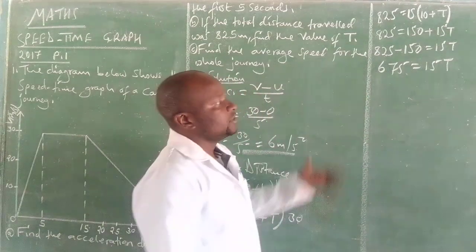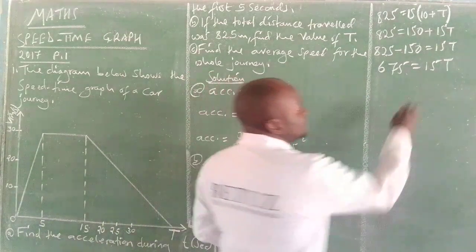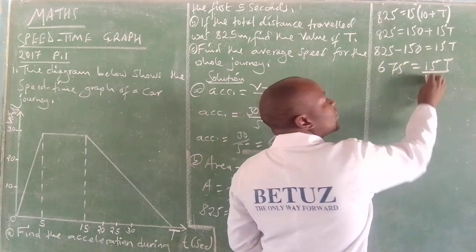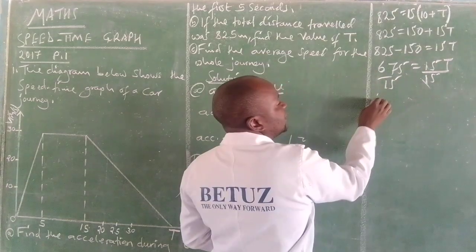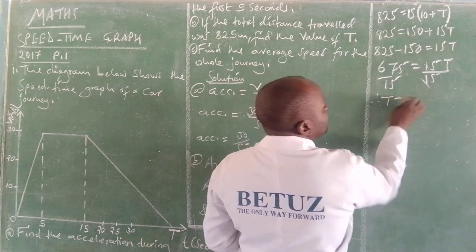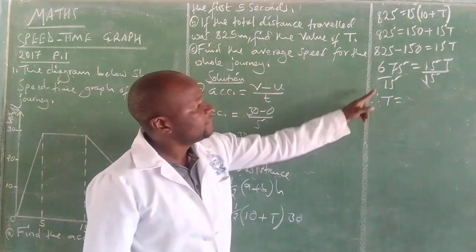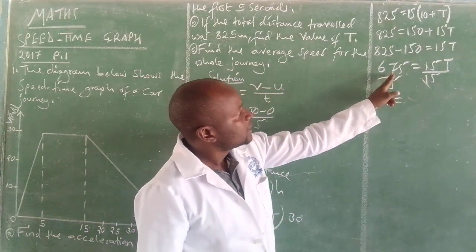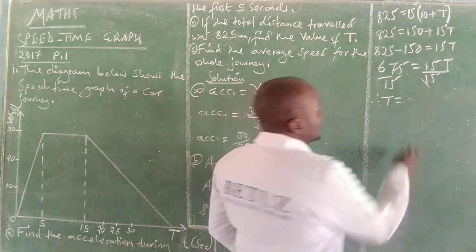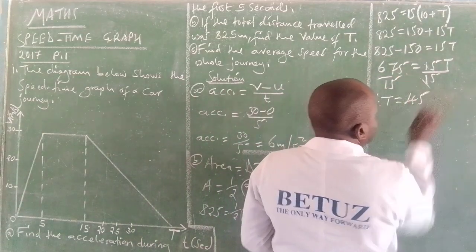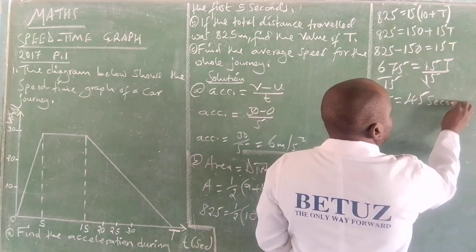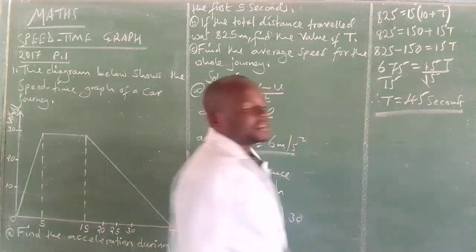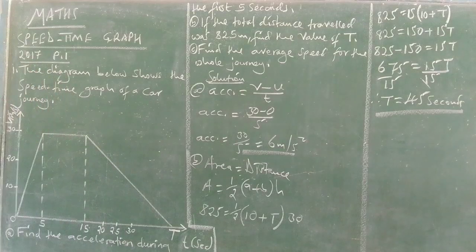To find t, we divide throughout by 15. Therefore, t is equal to, dividing 15 into 675 gives us 45. So 45 seconds is the value of t. So that has been found.